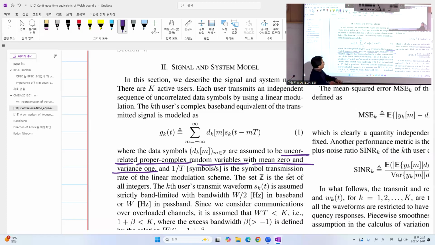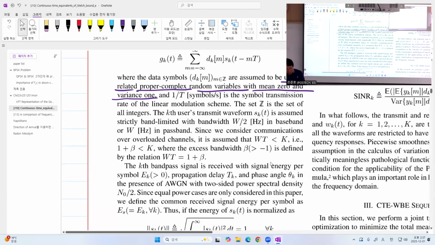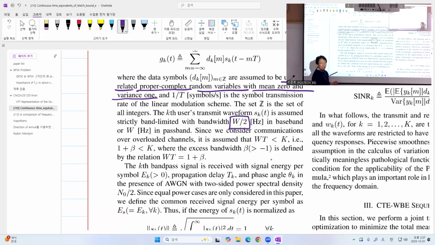Got it? And here our transmit pulse or transmit waveform is assumed to have strict sense bandwidth W/2 in complex baseband. And actually, this is a complex baseband notation. So in passband, we are going to assume that the signal occupies W hertz in real passband. Got it? When it is down converted, right? Bandwidth W becomes bandwidth W/2.